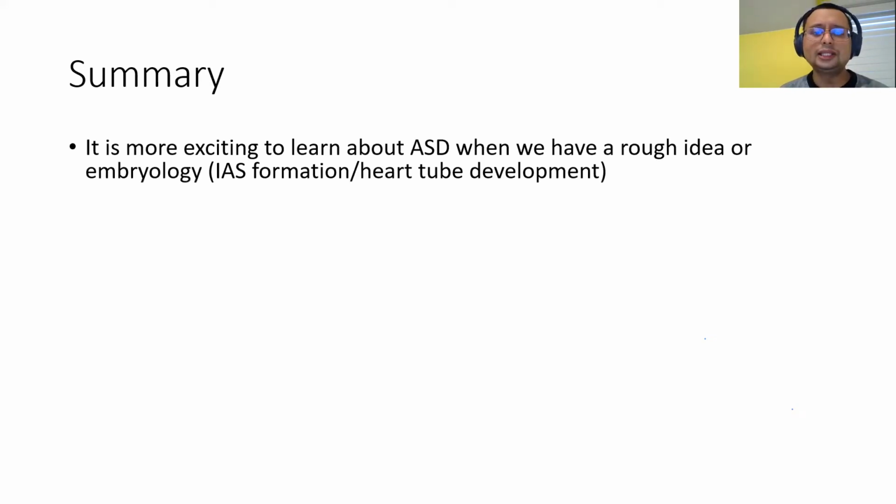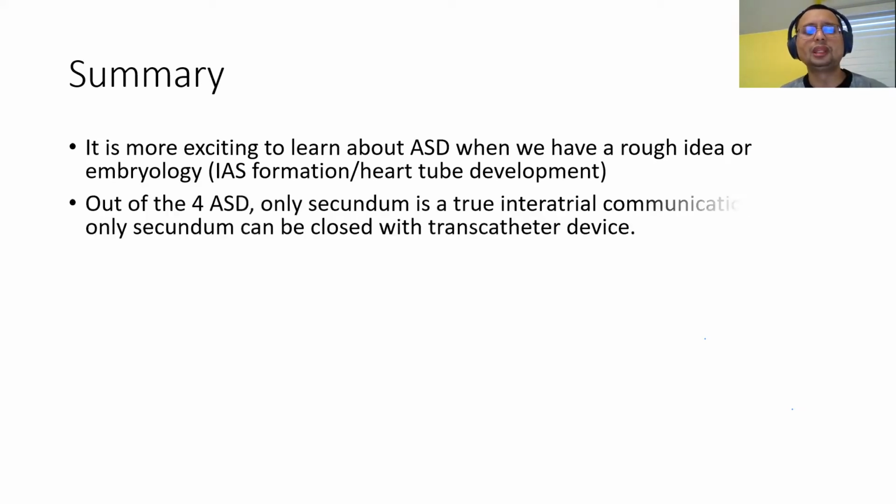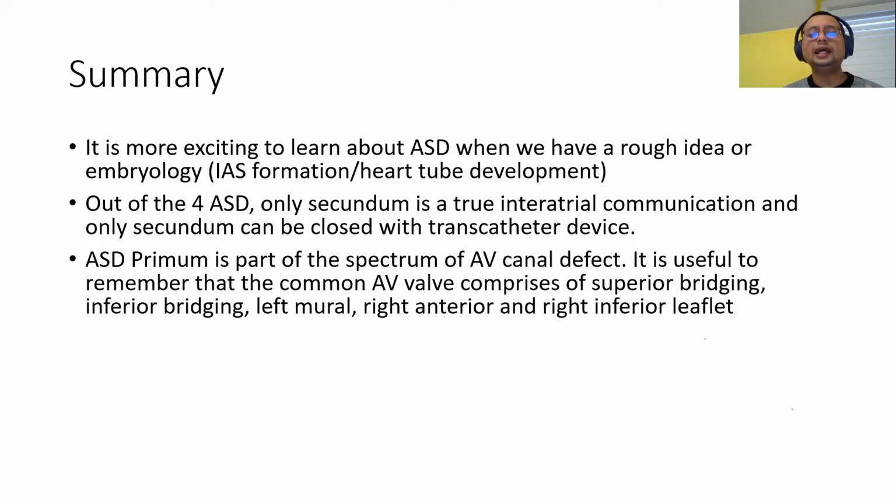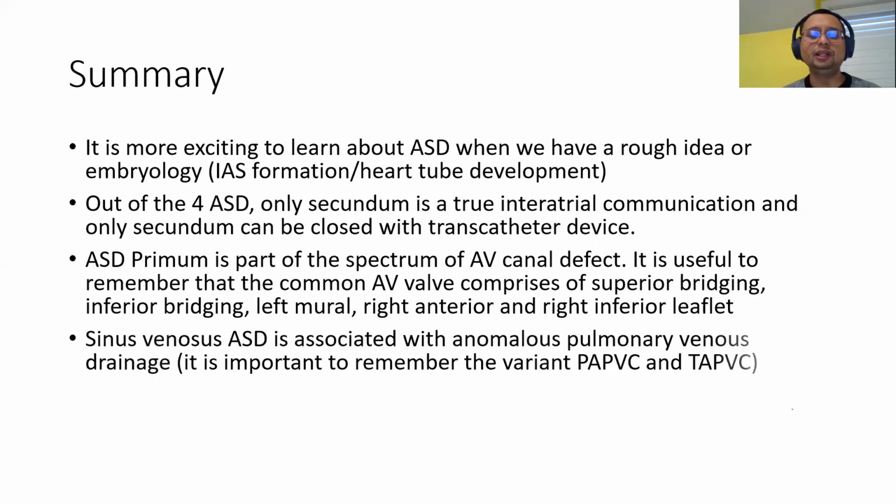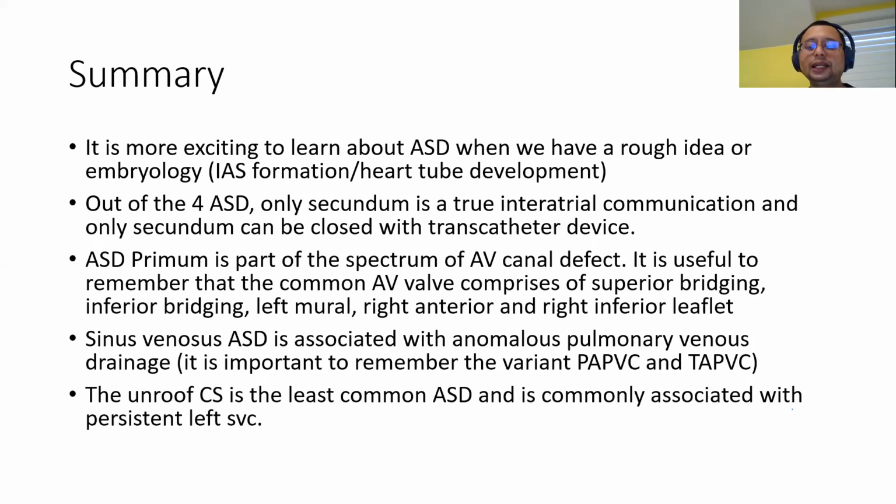So in summary, it's more exciting to learn about atrial septal defect when we have a rough idea of embryology in terms of interatrial septum formation and also heart tube development. Out of the 4 ASDs, only secundum is a true interatrial connection, and only secundum can be closed with a transcatheter device. ASD primum is part of the spectrum of AV canal defect. It is useful to remember that the common AV valve comprises superior bridging, inferior bridging, left mural, right anterior, and right inferior leaflet. Sinus venosus ASD is associated with anomalous pulmonary venous drainage. And the unroofed CS is the least common ASD and is commonly associated with persistent left superior vena cava.